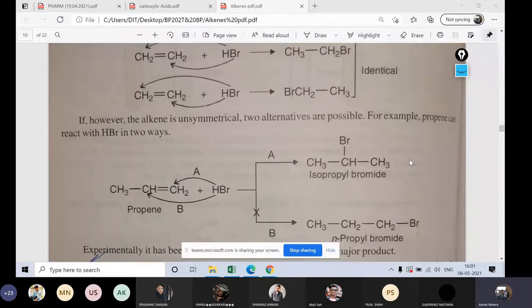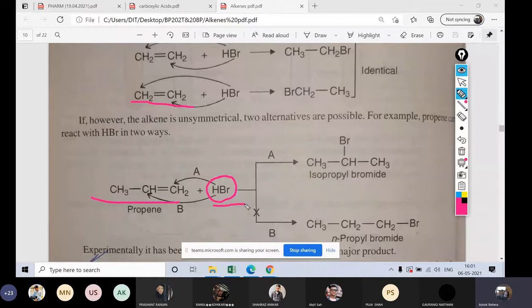Now there is a question about addition of HBr. If it is an unsymmetrical alkene and an unsymmetrical reagent, where will the positive part go and where will the negative part go? That is determined by Markovnikov's rule. Please remember Markovnikov's rule. It says where the positive part will go.